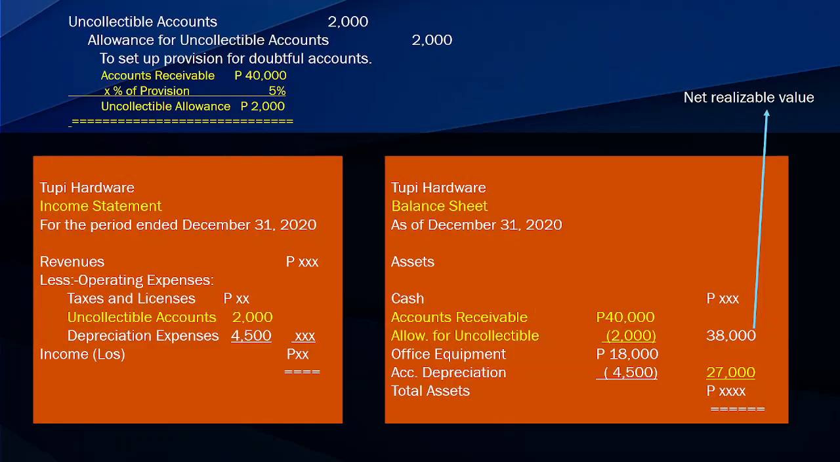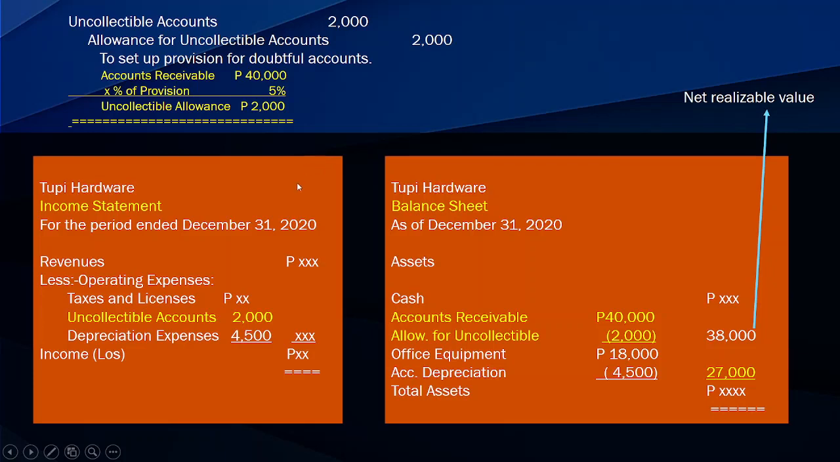If we're going to present that in the respective financial statement, since uncollectible accounts is an expense account, it will be presented under the income statement. So it must look like this. While the allowance for uncollectible accounts is a contra asset account of the receivable account, so it must be deducted against the receivable account. The difference here will represent our net realizable value. So this is the picture if financial statements will be prepared.